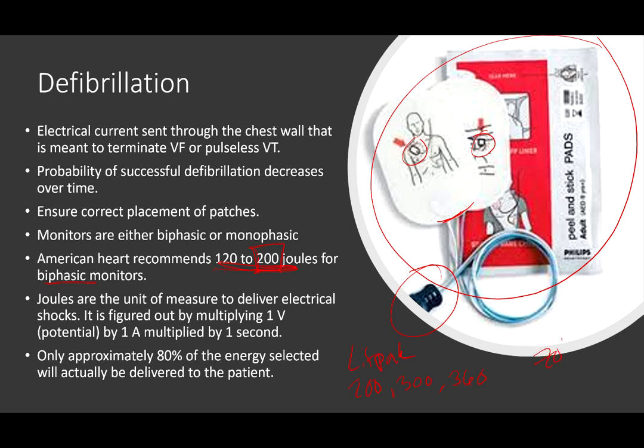With the Zoll monitors, the X series I'm a little less familiar with, but the series before that we started at 120 joules, went to 200, and it kind of stopped there. I know the new Zoll X series go up to about 240, so they go a little bit higher. That's just what the manufacturer recommends. If you're using a monophasic monitor, for some reason, you would just deliver 360 joules.